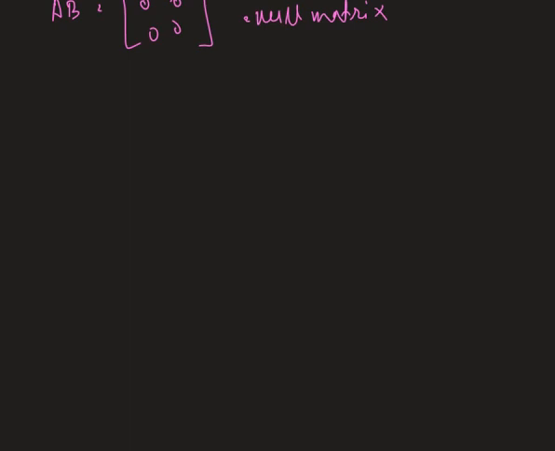Now come to the sixth property of matrix multiplication. If A is an m cross n matrix and O is a null matrix, then we can say that A multiplied by O is a null matrix, and O multiplied by A is also a null matrix, of different orders. Suppose A is a matrix of order m cross n and O is a null matrix.